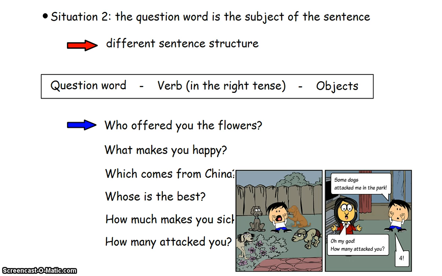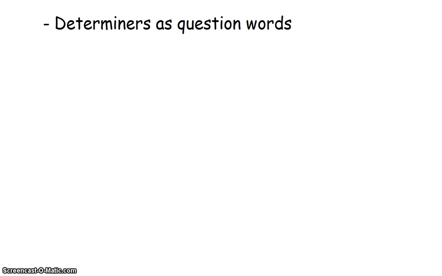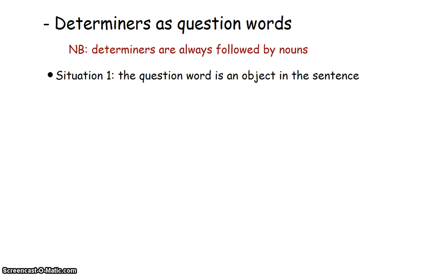Alright, let's move on. Now, let's look at determiners. What are determiners? Determiners are always followed by nouns. Okay, so after a determiner, there is always a noun. Now, the sentence structure depends again on the function of the question word in the sentence.